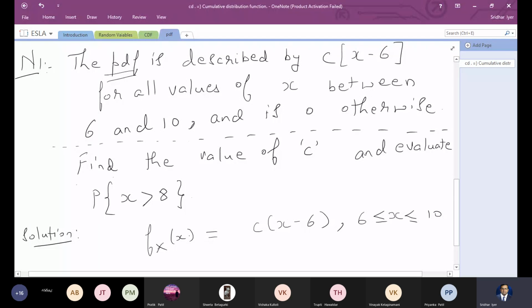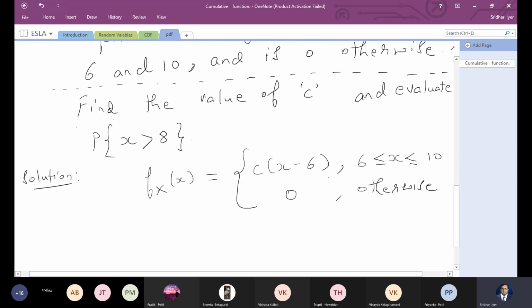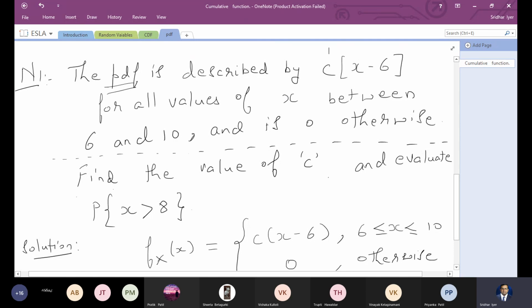So I write this mathematically like this. fX of x, the PDF, has a value c into x minus 6 for values of x between 6 and 10. This is what is stated to us, followed by 0 otherwise. That means the value of the PDF is 0 for all other cases. So I can put a curly bracket like that. These are the two values of the PDF that you can have depending on the value of x. So this is the information mentioned on top of the dotted line.